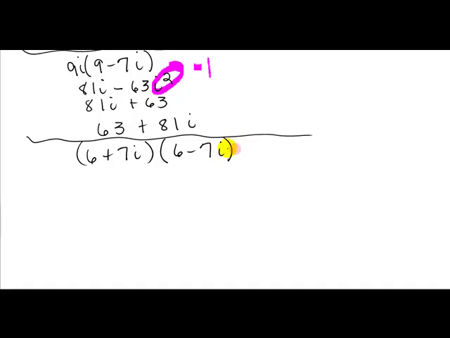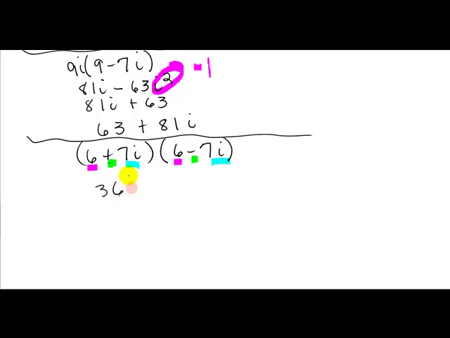Looking at this problem, what do you notice? If you watched the last video, then you probably will remember when the first and second terms in each factor are the same, but one has a positive and one has a minus or a negative, then our middle terms are going to cancel. So I'm just going to focus on multiplying the 6's together, the plus and the minus, and then our 7i and 7i.